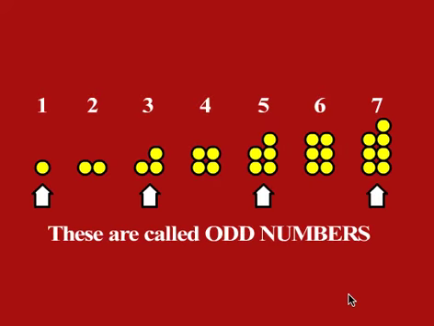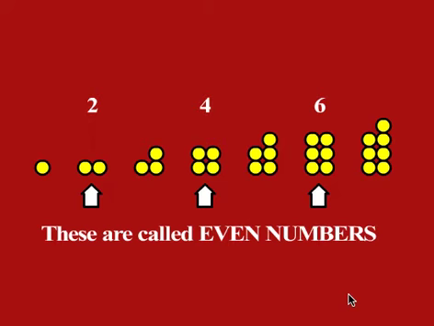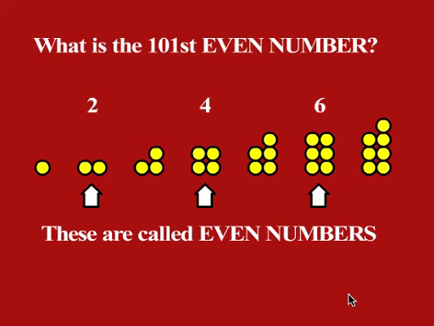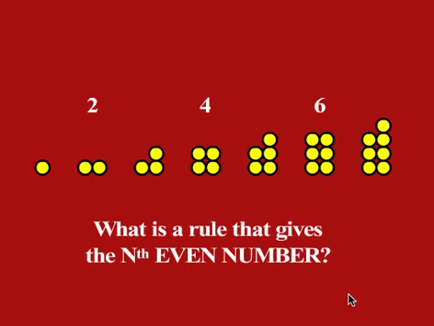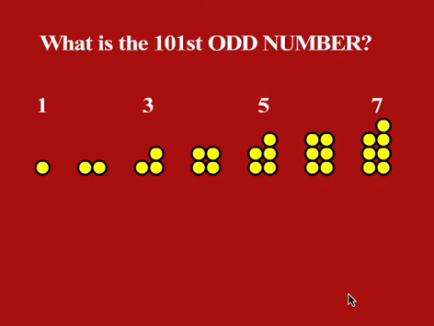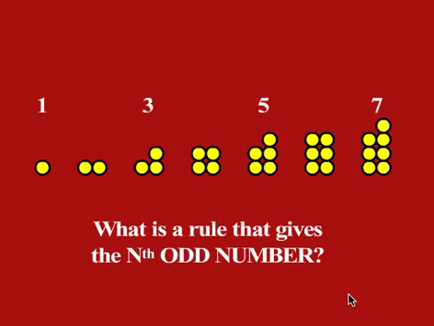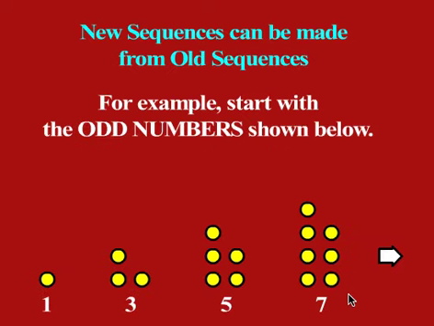Here, the arrows are pointing to odd numbers, and here, the arrows are pointing to the even numbers. You should be able to write a formula or rule that gives the nth even or odd number. Similarly, the nth term in other sequences also is not difficult to describe using covariational reasoning. Several examples are given on the following screens.